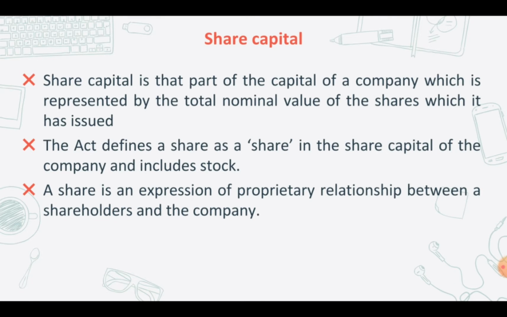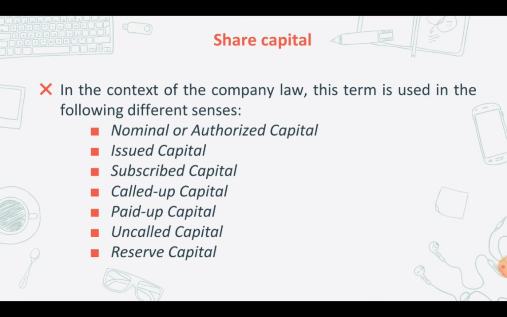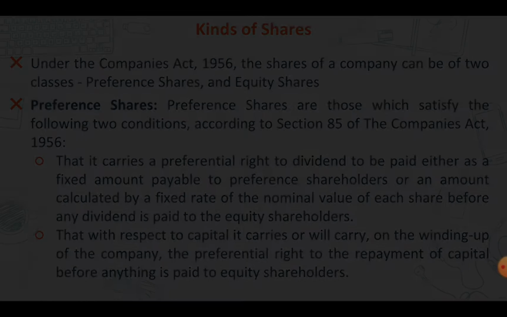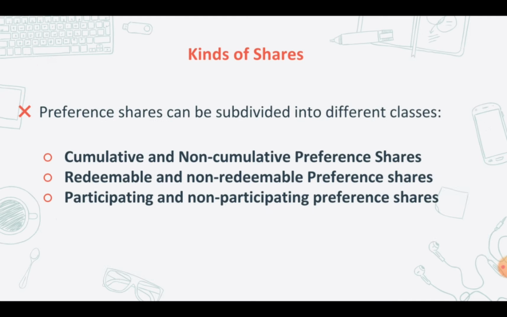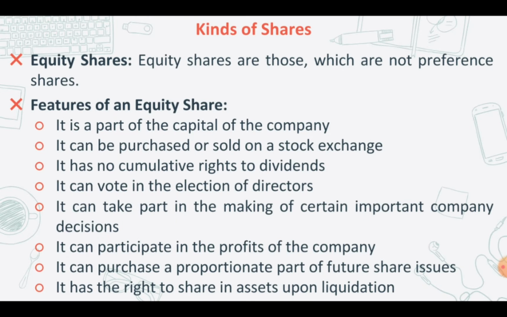We talked about the meaning of a company, and then we talked about share capital, its meaning and definition. Additionally, we also saw the different categories of share capital: your nominal, issued, subscribed, and so on and so forth. We saw the different subclassifications of share capital, and then we saw the two important kinds of shares that we have: your preference shares and your equity shares. And we also talked about the different kinds of preference shares and the features of preference shares, along with the features of equity shares as well.